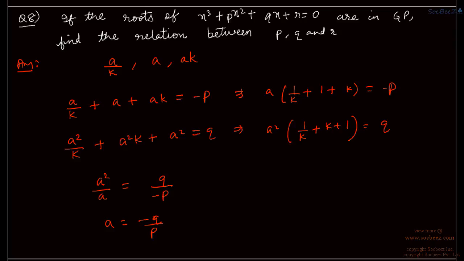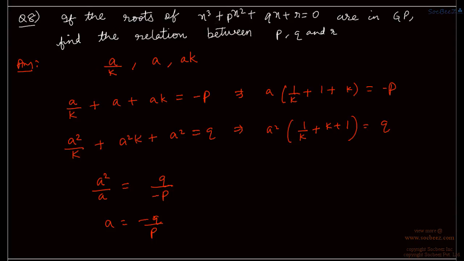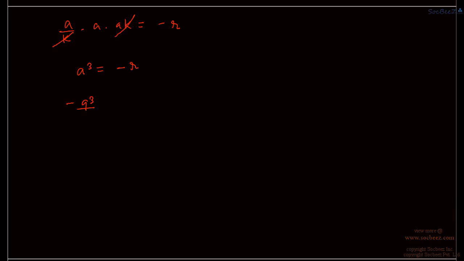Fine? Now let's write down the third equation. The third equation is a by k into a into ak is equal to minus r. Now this was the reason why I wrote the roots in this format, so that I can simply cancel off k here. Right? So I have a cube is equal to minus r. But what is a? We have found out a to be equal to minus q by p. So this is minus q cube by p cube is equal to minus r. Or I get r p cube is equal to q cube. Hence, this is the condition for the roots to be in a geometric progression.